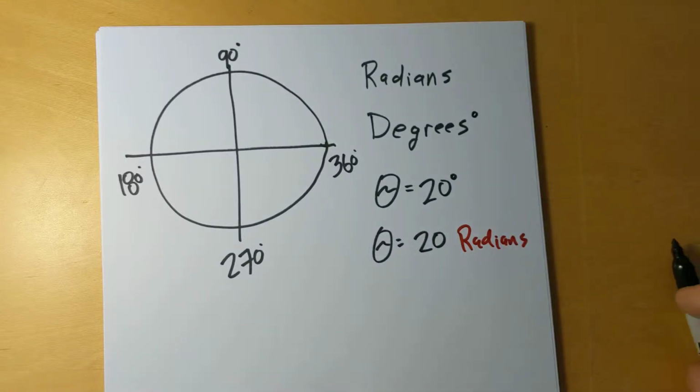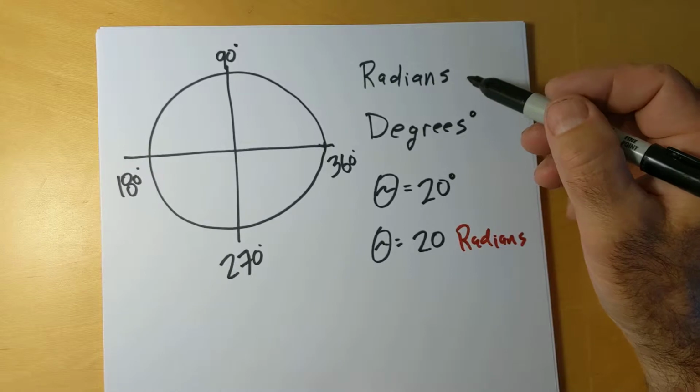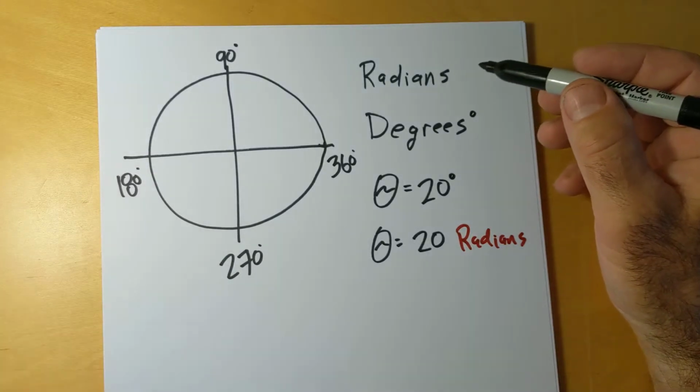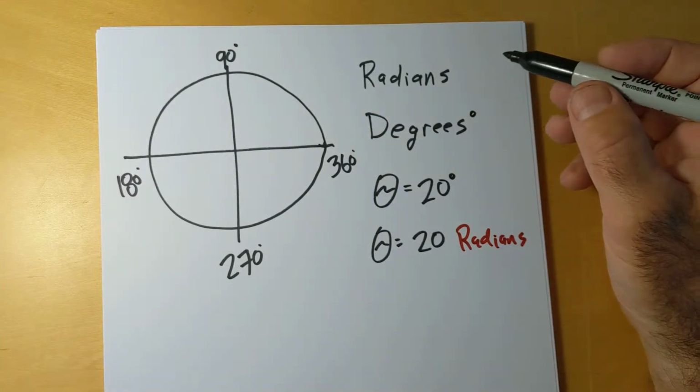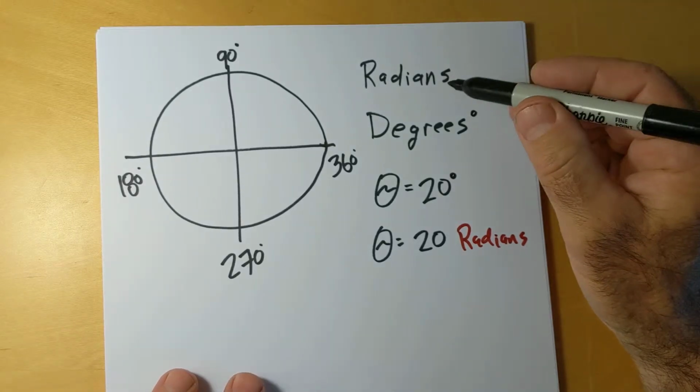The idea that radians are actually unitless is what makes them so useful, because then you could take this math and apply it to any real world application problem. Okay, so what is a radian?